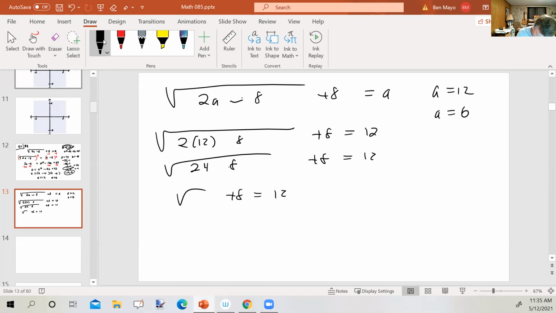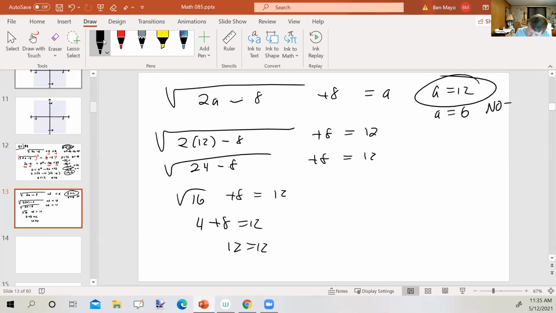Okay. So this is going to be what? The square root of 16. That's a little bit nicer to work with. Okay. So I get 4 plus 8 equals 12. 12 equals 12. So this solution works. So it's not extraneous, meaning that it works.